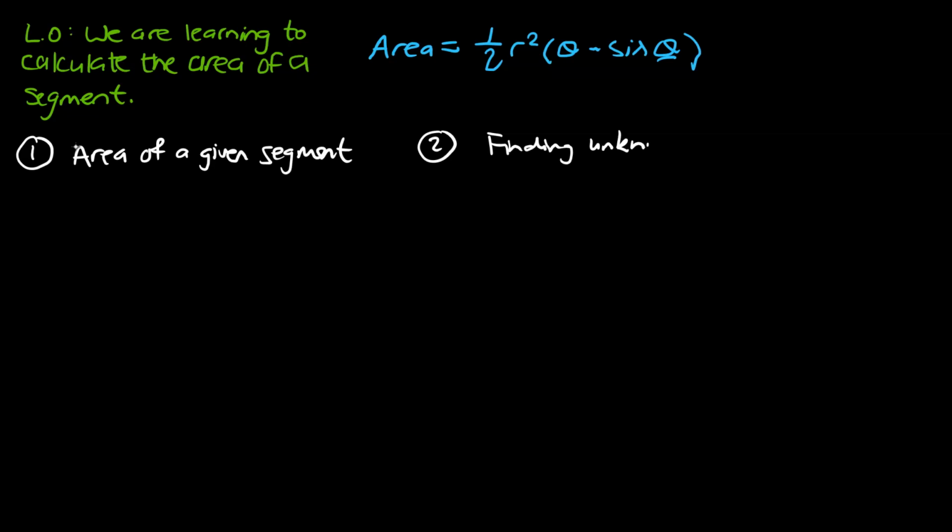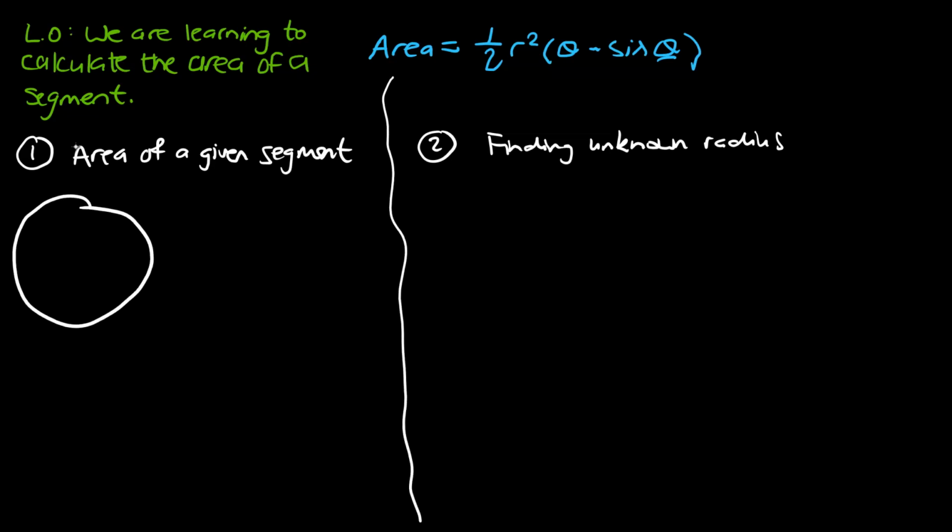So we're trying to find an unknown radius. So let's get into these questions. We've been given a circle, and there's our midpoint, and from there we've gone out. We've been told the angle in radians is pi divided by 5, and we know that the radius is 7.2 centimeters. And if we go from end to end, we've been asked to find the area of that segment.